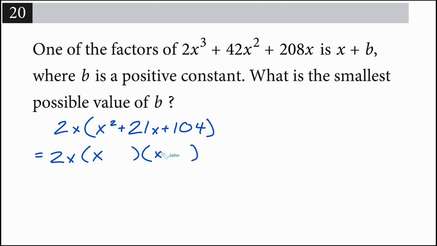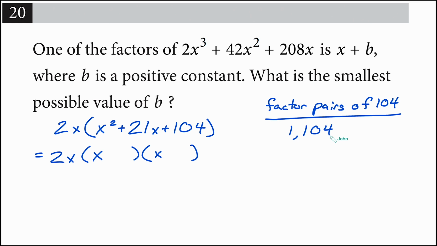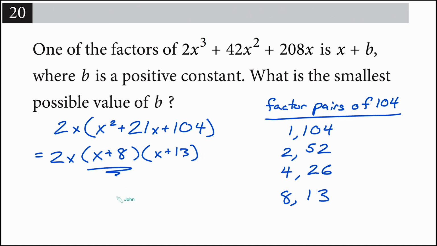And now we just need to factor this quadratic. We need two numbers that add to 21 and multiply to 104. So let's think about the factor pairs of 104. 1 times 104 is 104, but those don't add to 21. 2 times 52 is 104, but those also don't add to 21. How about 4 and 26? Still no. Let's keep going. 8 and 13? Yes, those add to 21. So we have factors of x plus 8 and x plus 13. b is the smaller of these two positive constants, so it must be 8.